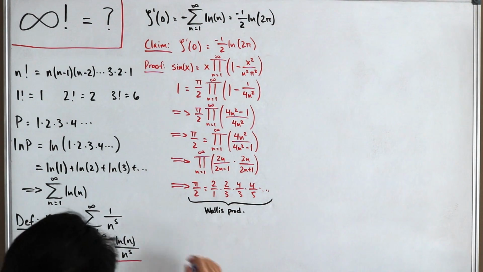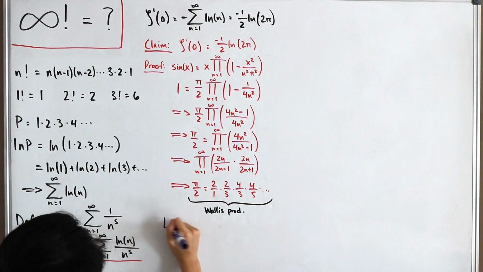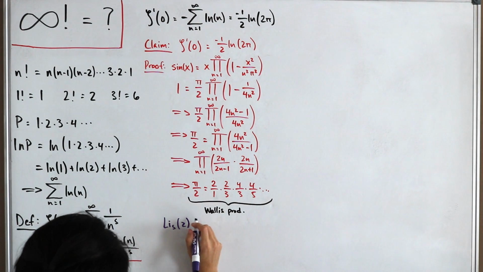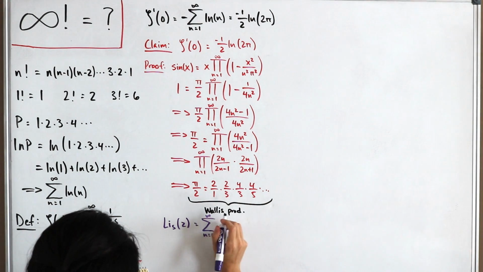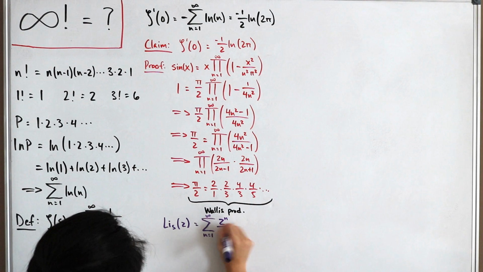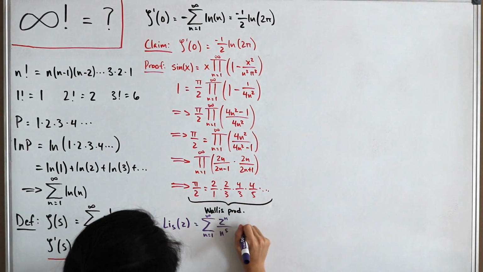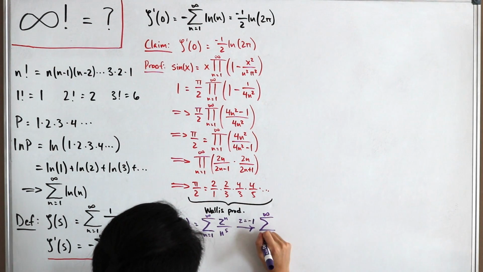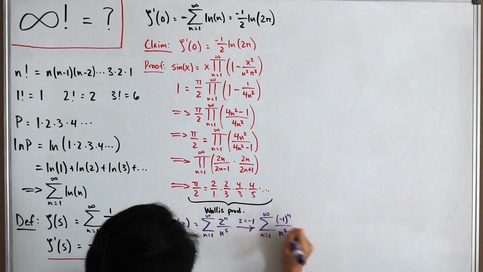So now let's recall that the polylogarithmic expression, defined as Li_s of some complex number z, is equal to the infinite sum from n equals 1 of z to the power n divided by n to the power s. So if I were to plug in negative 1 for z, then we would have the sum from n equals 1 of negative 1 to the power n, divided by n to the power s.